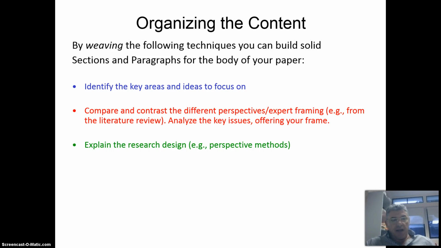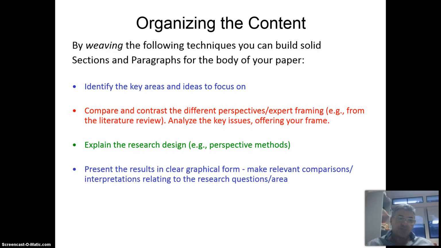The research design is always a key section, so you need to explain this. Are you taking a particular perspective? What methods are you using? What's the reason for the methods? Provide the context of the design itself.